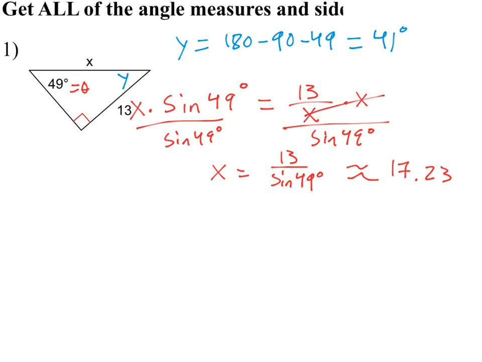All right, let's round to the second decimal place. You should be getting about 17.23. It was 225, rounds up to 23. So there you go. There's that part.